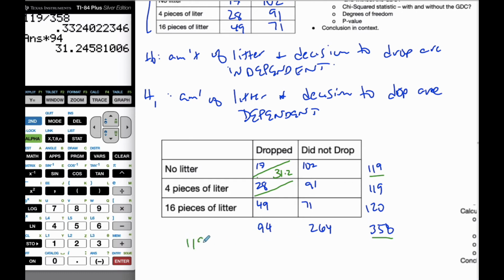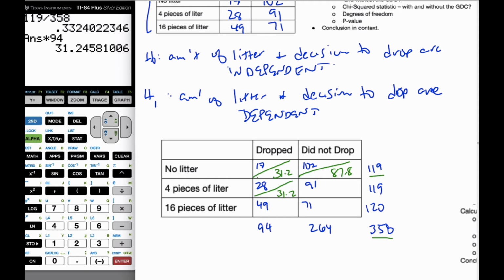So 119 times 94 divided by the grand total. So you take your row total, your column total divided by the grand total. And again, that'll be 31.2. If I want to do this one, I go 119 times 264 divided by 358. And when I do that, I get 87.8 and so on.